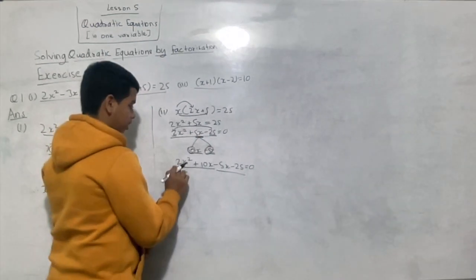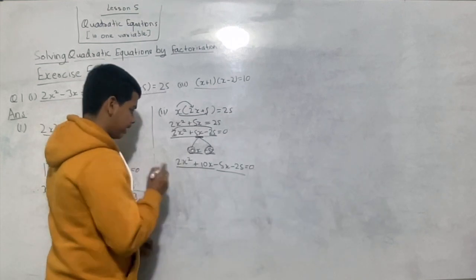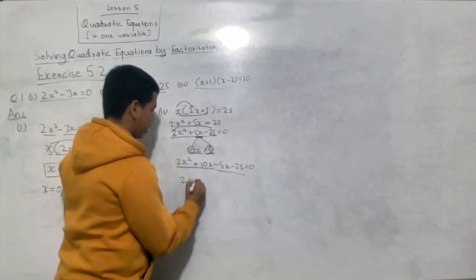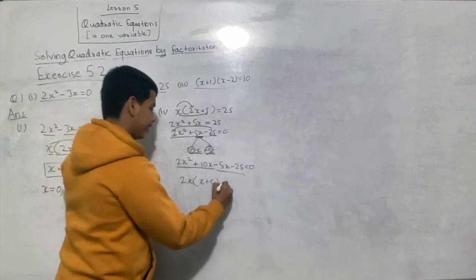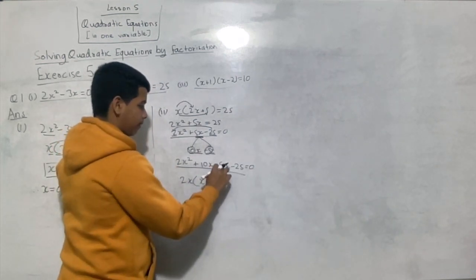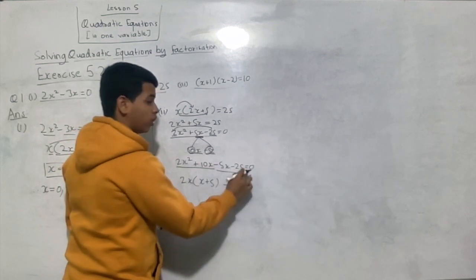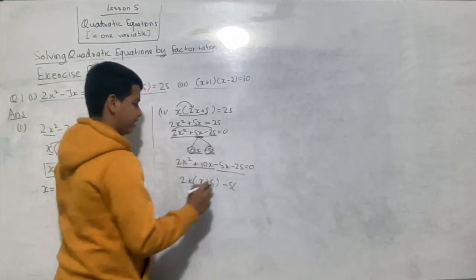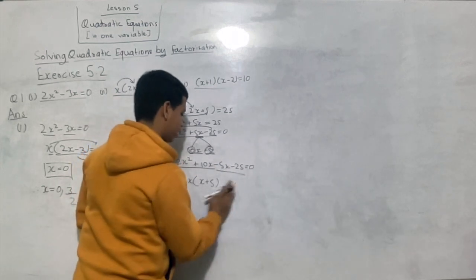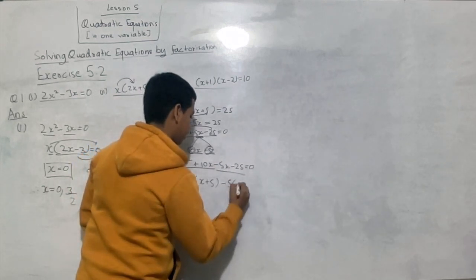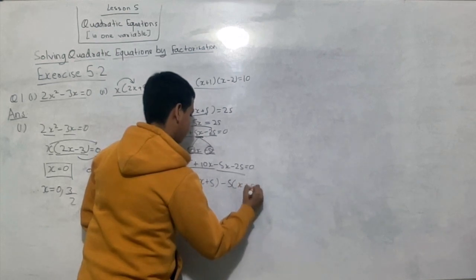So what is common in 2x square and 10x? Exactly, 2x. 2x times x plus 5. Okay. And here what is common? Minus 5. x is not common because 25 doesn't have any x. Minus 5. Here listen to this, this is a very important step. Minus 5 times x plus 5.